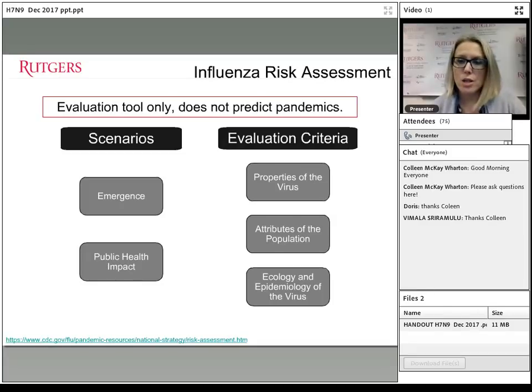The evaluation criteria is broken up into three categories. The first is the properties of the virus. So this is going to look at genetics and that kind of thing. Second, attributes of the population, and that would be more of the human side of it. And third, the ecology and epidemiology of the virus.